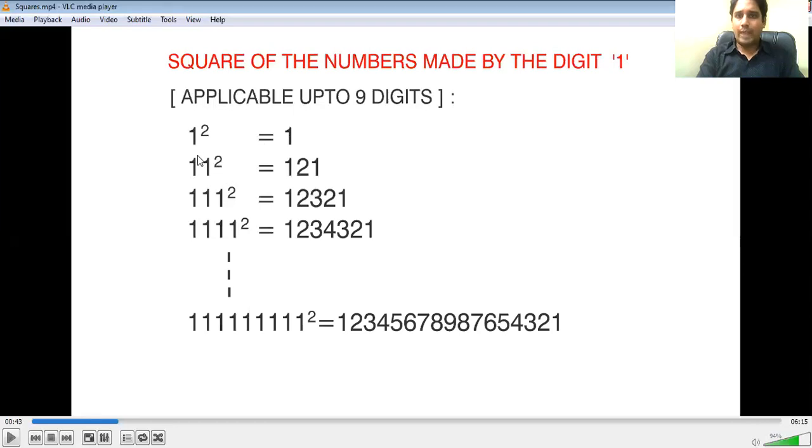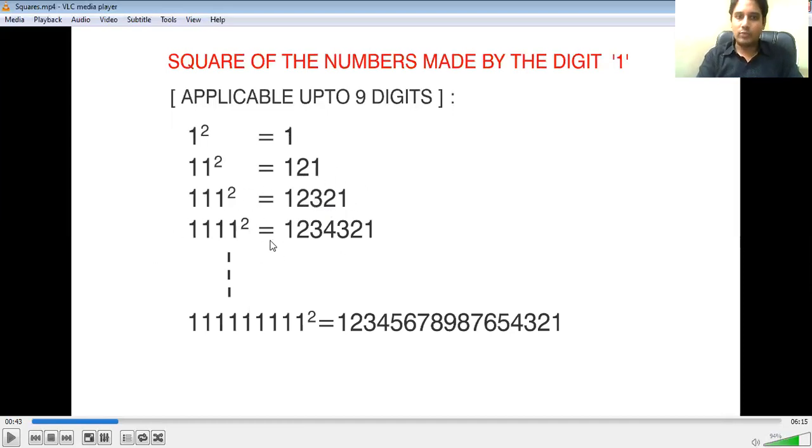When we have 2 times 1, count 1, 2, and then move back from 2 up till 1. So 1, 2, 1. Now when it is a 3-digit number, 1, 1, 1, count up to 3: 1, 2, 3, and again move back down to 2, 1. So the answer is 1, 2, 3, 2, 1. Counting 1, 2, 3, moving back to 1, so 1, 2, 3, 2, 1 becomes the result.